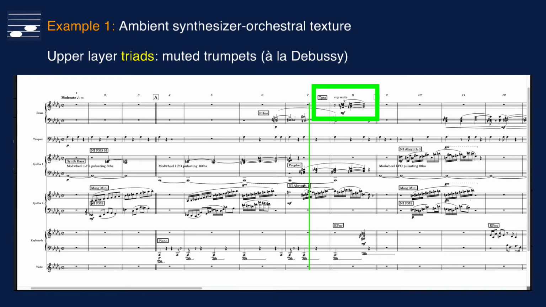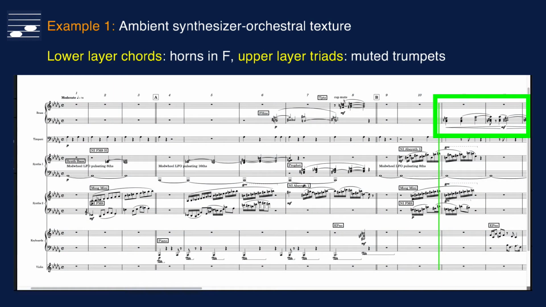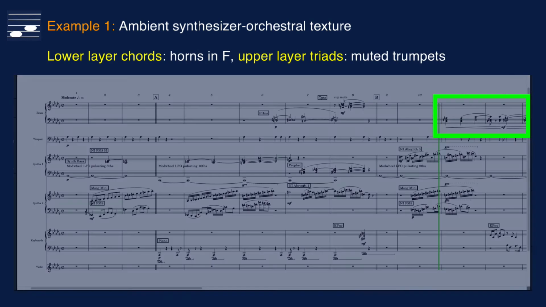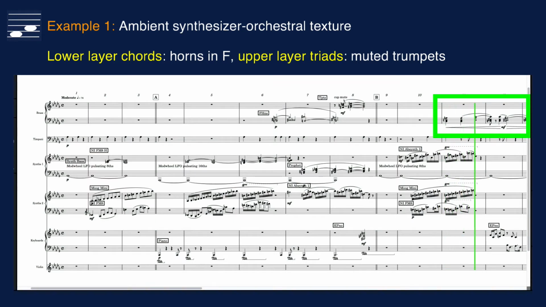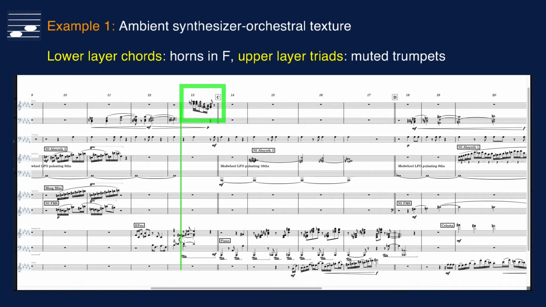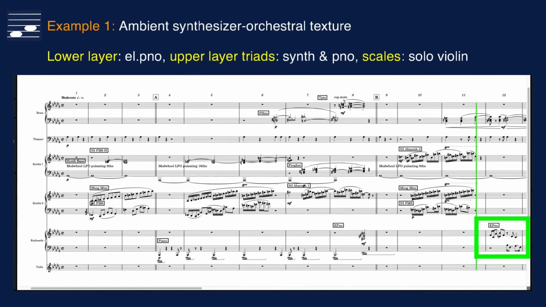Here's a Debussy quote, the muted trumpets playing upper layer triads. The combination of lower and upper layer harmony yields a 6-part brass setting. And in this fragment, the lower harmony starts as electric piano arpeggio patterns, followed by sustained lower chords for synth, chords from both layers in piano, while solo violin plays a theme derived from the modal scales.